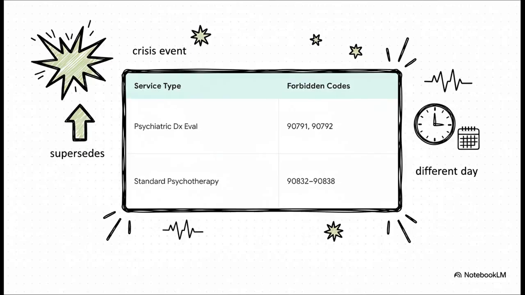So here's the main takeaway, the big why behind this rule. A crisis service is its own unique, standalone, super intensive event. You can't report it on the same day as a regular diagnostic evaluation or a standard therapy session because, well, the work of evaluating the patient and providing therapy is the crisis service. The crisis code basically absorbs and replaces those other codes for that day.